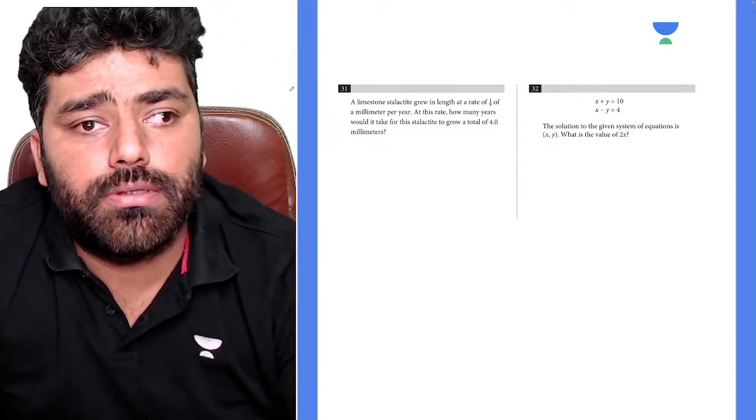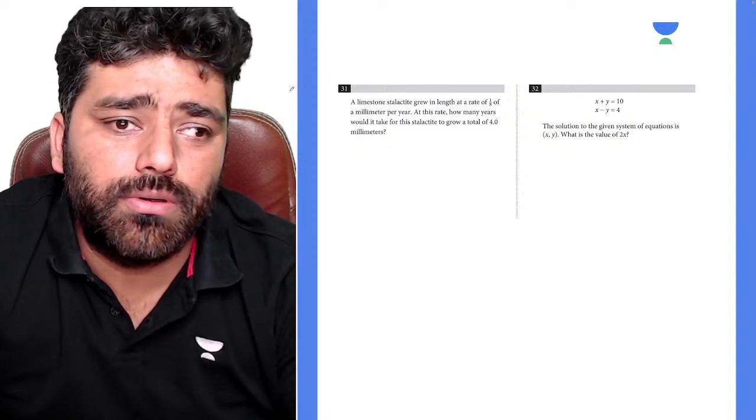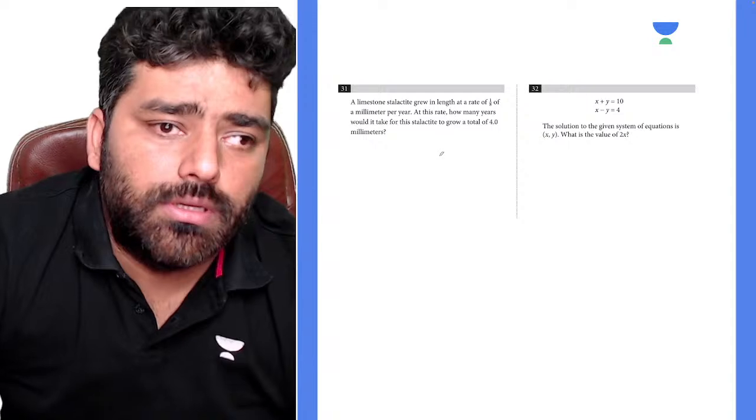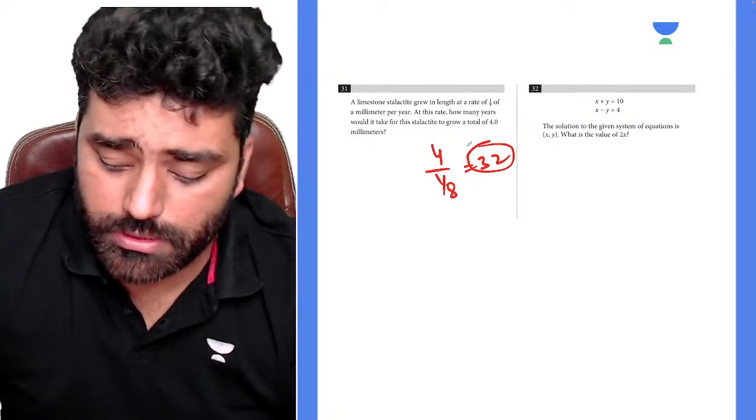Okay, a limestone has grown in length at the rate of 1 by 8 of a millimeter. At this rate, how many years does it take for 4? So 4 divided by 1 by 8, right? So that is equal to 32. Is it?